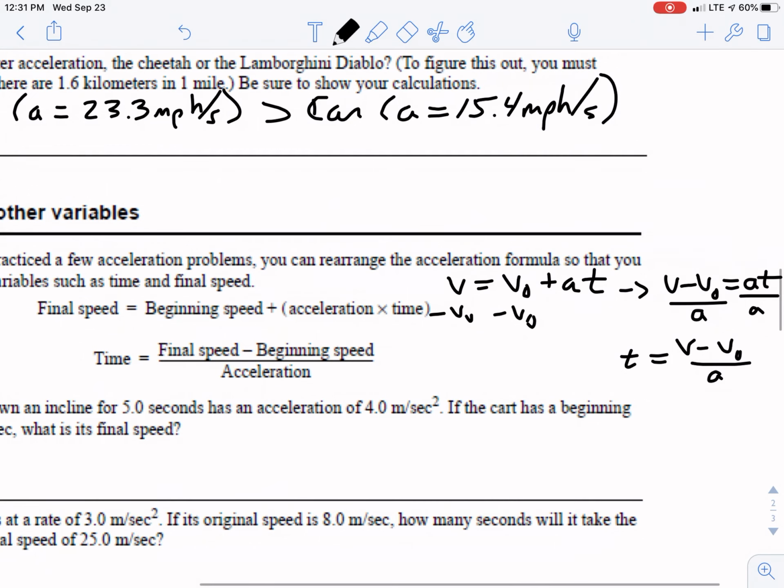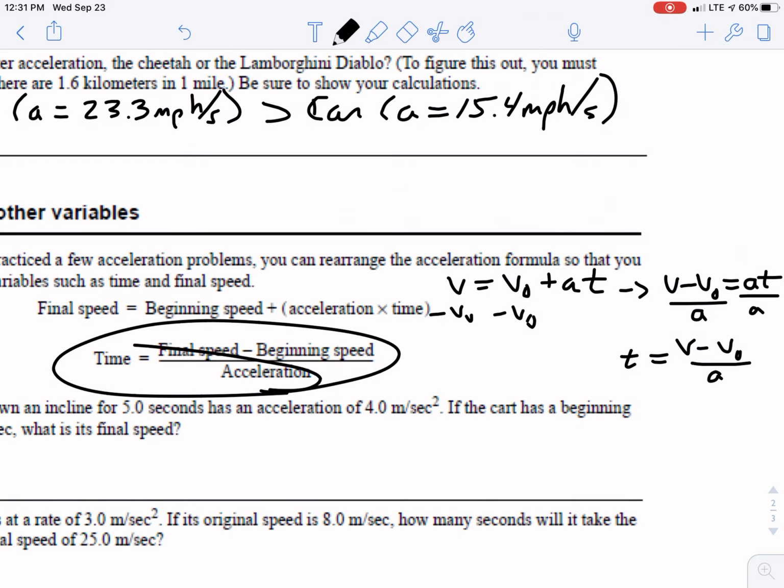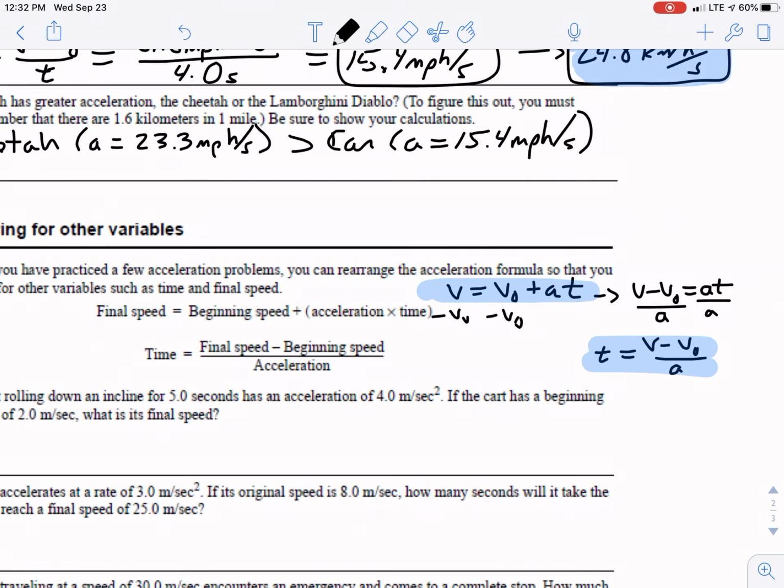So it's really the same equation we've been using. The difference is acceleration and time have switched places, okay? So keep in mind, we'll go ahead and use both of these equations at various points in time. It's really the same equation, just solved for a different variable.